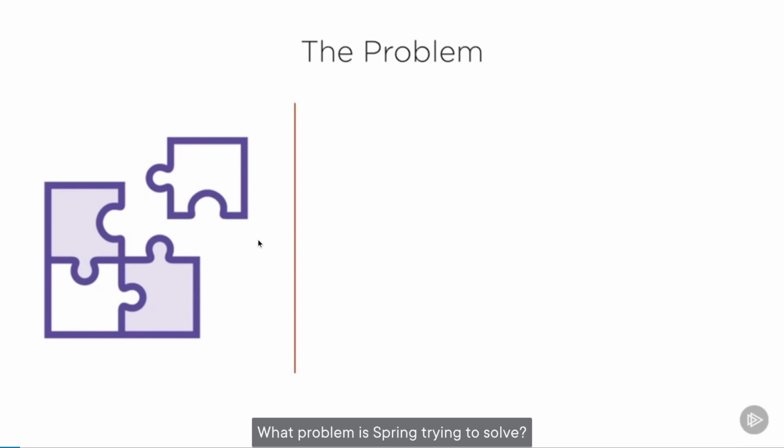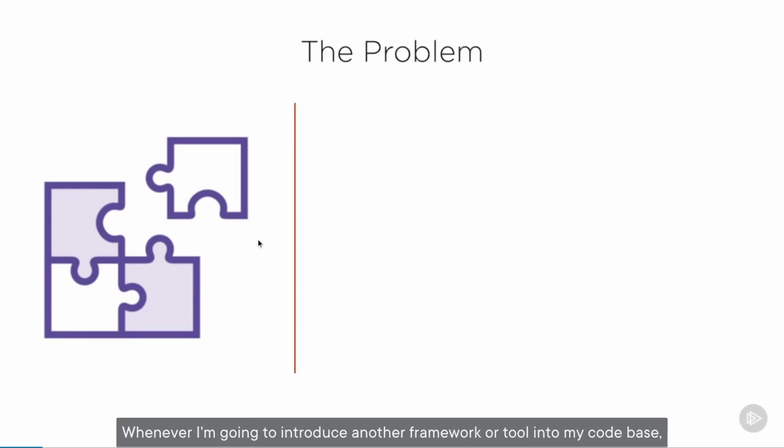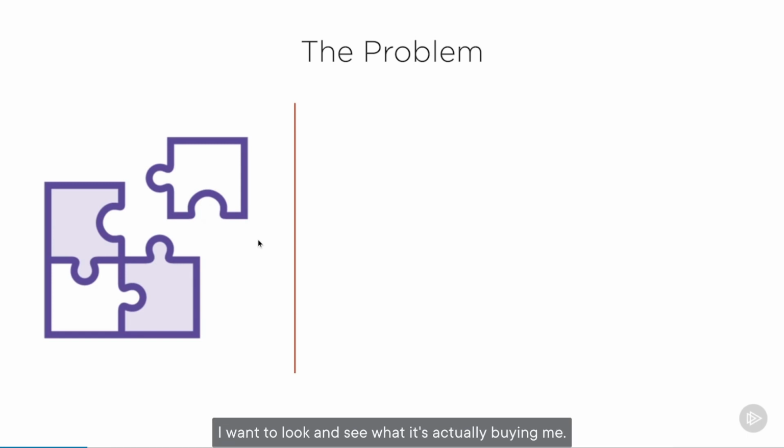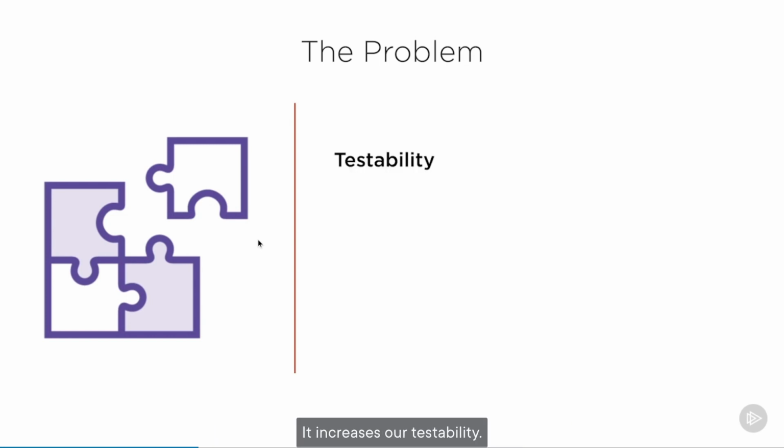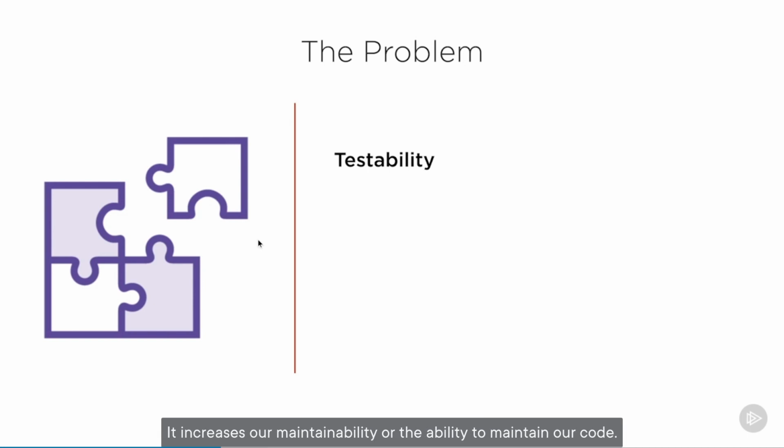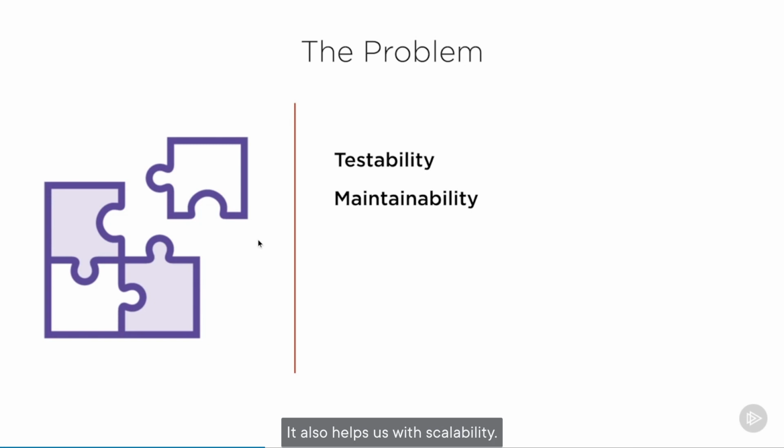What problem is Spring trying to solve? Whenever I'm going to introduce another framework or tool into my codebase, I want to look and see what it's actually buying me. These are the big questions I ask. What is this trying to solve for me? Well, Spring brings to the table quite a few things. It increases our testability. It increases our maintainability, or the ability to maintain our code. It also helps us with scalability. I call these the ABLs, the testable, maintainable, scalable type properties of our code.